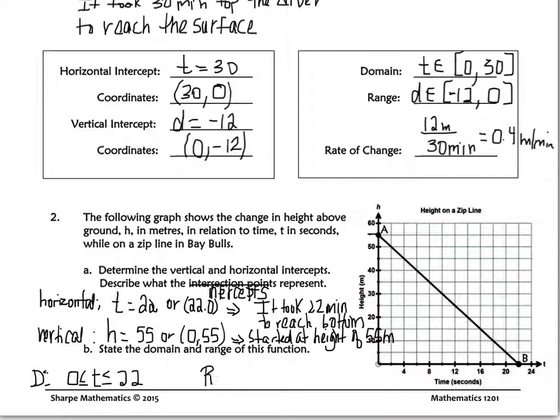And the range would be: the lowest height that's reached is 0. The highest height that's reached is 55. And you would have your h variable in between there, and it can be equal to either of those. So it would be height is greater than or equal to 0, less than or equal to 55.